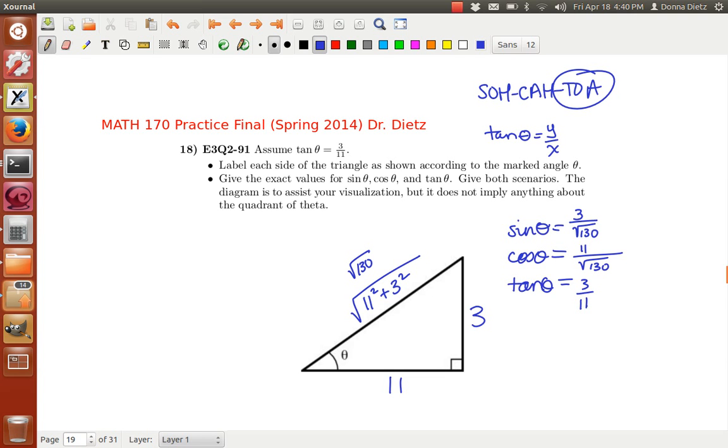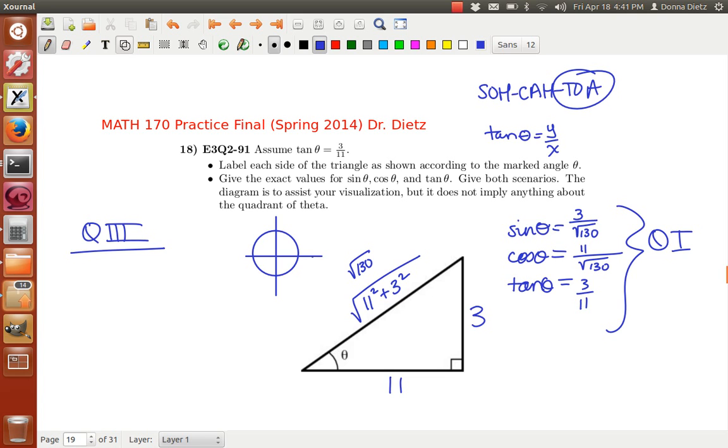What about the second scenario? Well, this is all in quadrant 1. And the other one happens to be in quadrant 3, which you don't have to identify as quadrant 3, but I want to tell you that so that you can visualize it better. So if there's an angle here that has a tangent of 3 over 11, there's got to be another one right over here also. So for tangent, if there's a solution in quadrant 1, there has to be another solution in quadrant 3. But if there's a solution in quadrant 2, there has to be another solution in quadrant 4.